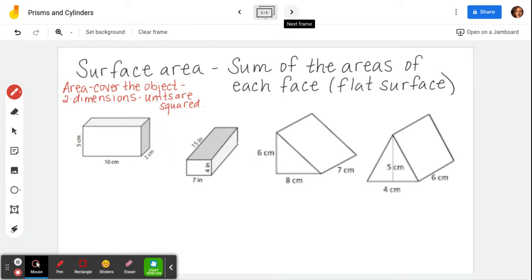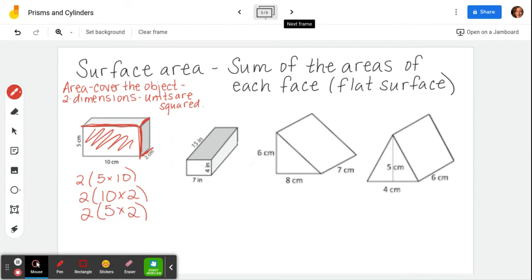So let's look. The front and back on this one would be a 5 by 10. And I have 2 of those, right? 2 5 by 10s for the front and the back. How about the top and the bottom? This is 10 across, and this is 2. So the top and bottom, that's 2 of those, are 10 by 2s. And then the left and the right, it's 2 and 5. I have 2 of those for the left and the right. So 2 times 5 times 2. And then once I figure out what those are, I'm going to add them all together.